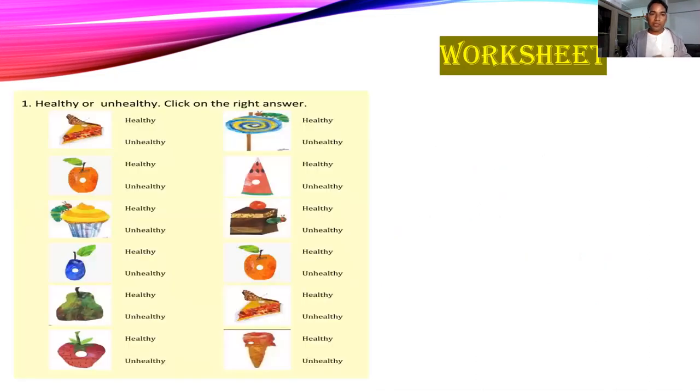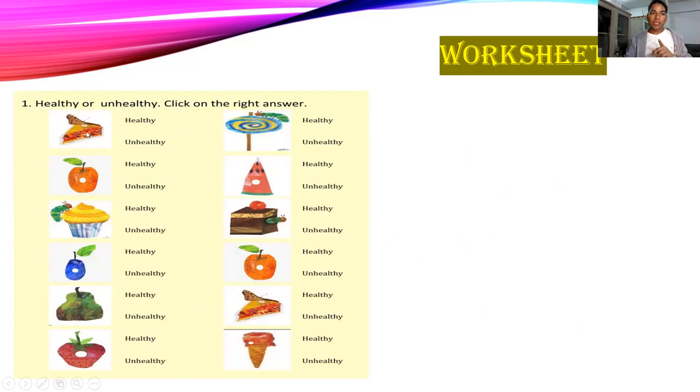Next, I have the box seat for you. In this box seat, you must write your name, number, and class name. Okay. In this picture, there are two options. One option is healthy or unhealthy. You can see the picture and find the one answer. This is good or not good. Healthy or unhealthy. Okay, you can circle. Click on the right answer.